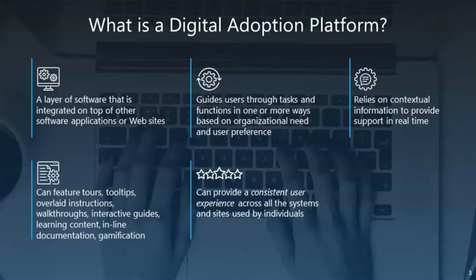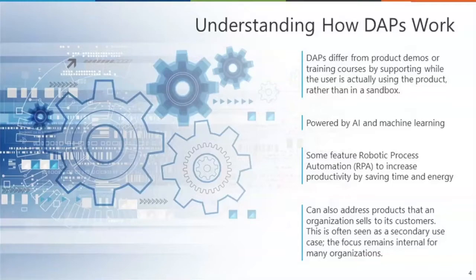So how then does a DAP actually work? It's different than many of the things we used to use, where we were putting people in a training sandbox or something that's really separate. These tools tend to be powered by artificial intelligence and machine learning. Some of them focus on robotic process automation, RPA, so that instead of the user having to do all the tasks, you put in a little bit of information and the tool actually will do those tasks for you. And RPA is an evolution that these DAPs offer that you don't see in many other tools in the past.